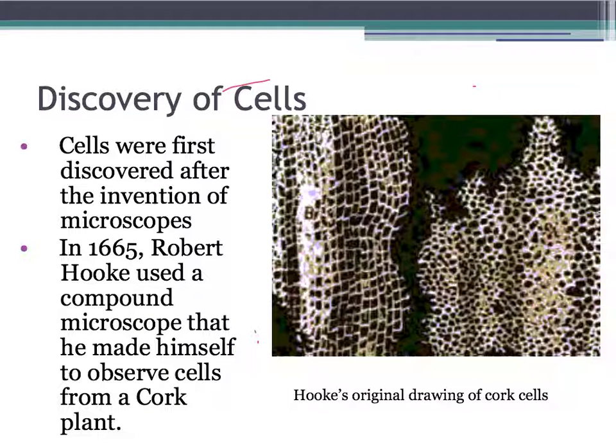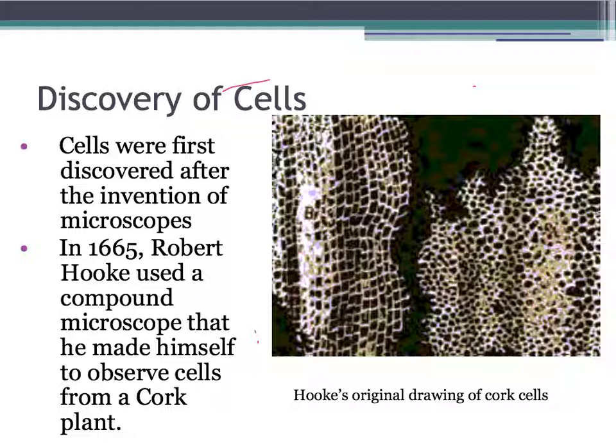So how do we know things are made up of cells? Well, we know now because we can look through a microscope. And it was really the invention of a microscope that led us into this idea that all living things are made up of cells. So let's just talk briefly about how they discovered this.